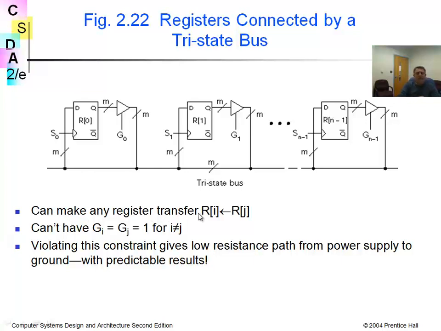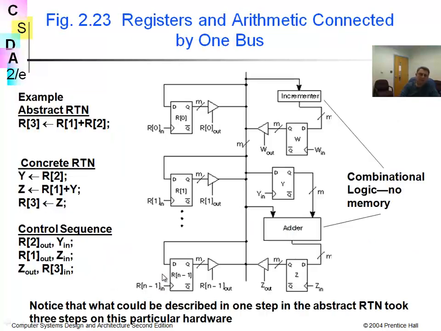You can make any register transfers by R of J goes to R of I. Those are the dummy variables. You can't have G sub I equal to G sub J equal to 1. All right? You cannot have that one. So you cannot enable two of these at the same time. That's what it said. Violating this constraint gives a low resistance path from power supply to ground with predictable results, meaning you get a bunch of garbage.